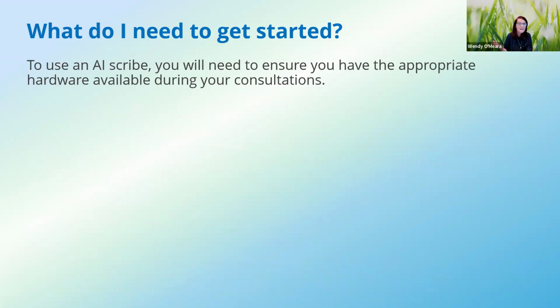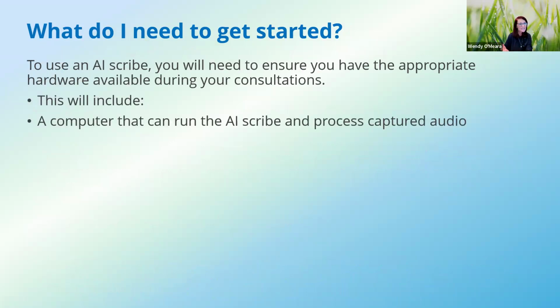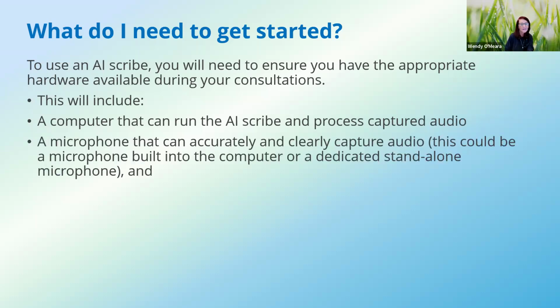So what do I need to get started? Simple. You just need basic tools. You're going to need a computer. It can be a laptop or a desktop that runs the AI Scribe program and is able to capture audio. So something that has a speaker built into it. You're going to need a microphone that can accurately and clearly capture audio.